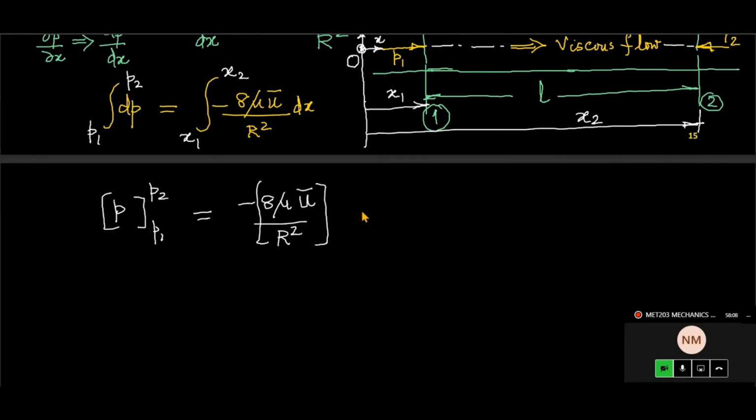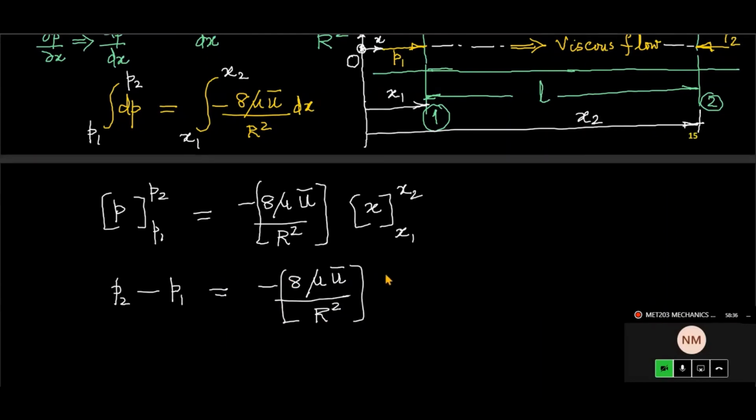Then what is the integral of dx? x itself, over the limit x1 to x2. So what do you get? On the left hand side you get P2 minus P1, upper limit minus lower limit. That is equal to, on the right hand side, minus 8 mu u bar divided by r square into, within the bracket, when you apply the limits, higher limit minus lower limit, x2 minus x1.